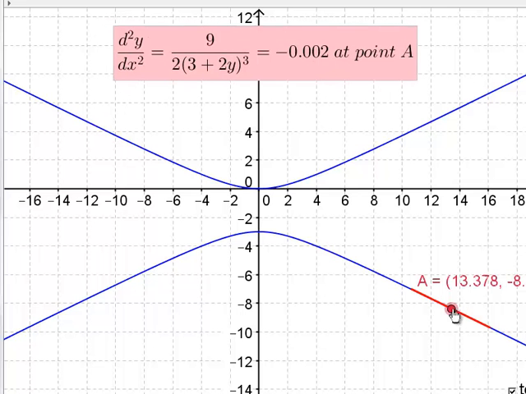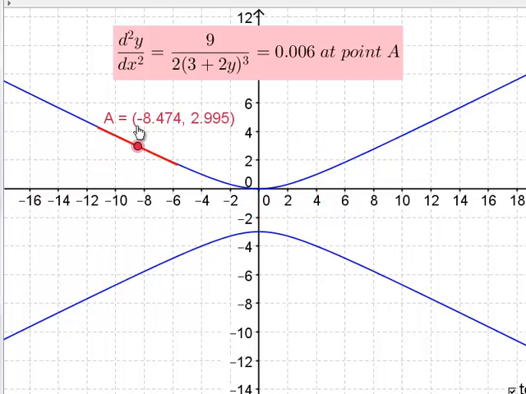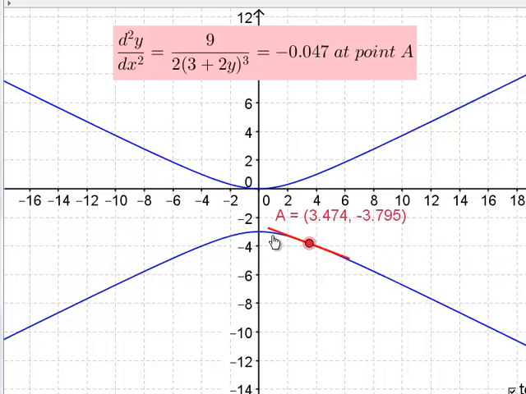So there's your hint, the second derivative. Later on, we'll come up with more official sounding words like concave up along here and concave down along here. But that's enough for now.